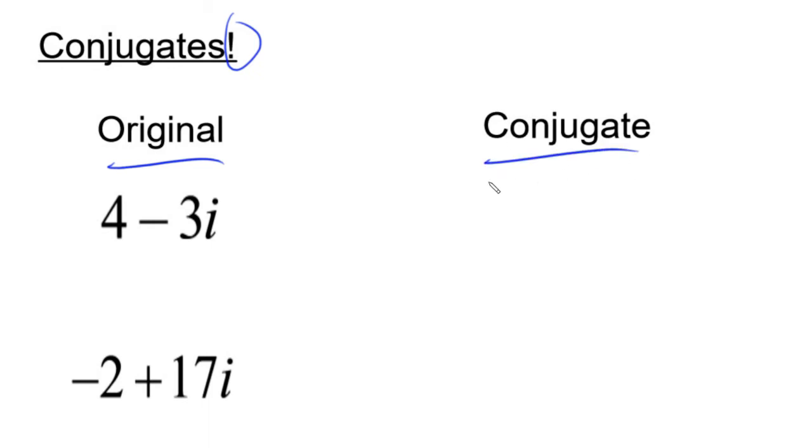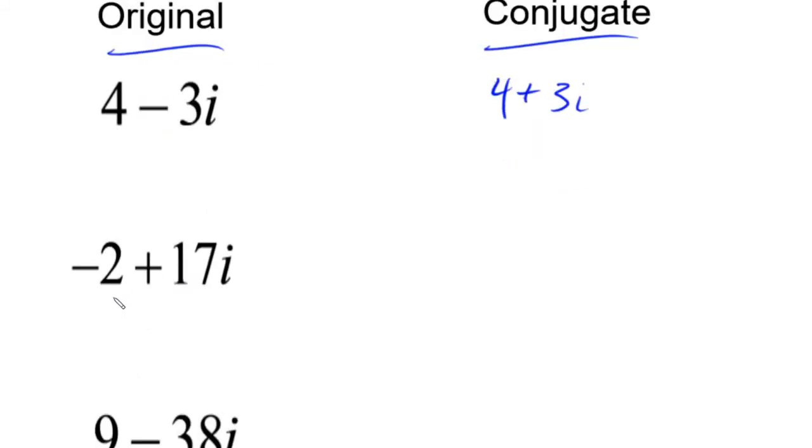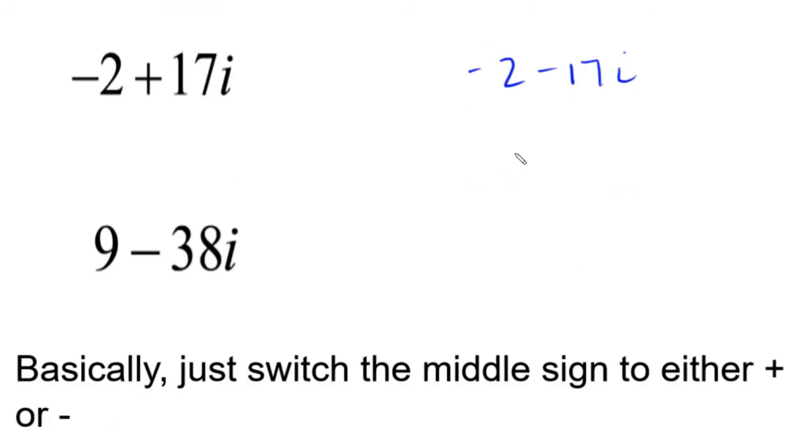the best way to define conjugates is to just show you what they look like. The original complex number is 4 minus 3i. The conjugate is 4 plus 3i. Boom. The original here, negative 2 plus 17i. The conjugate, negative 2 minus 17i. The main idea here is that the conjugate has its complex part flipped sign, right? You take the sign in front of the complex part and you swap it, right? That's all it is. So instead of 9 minus 38i, it's 9 plus 38i.